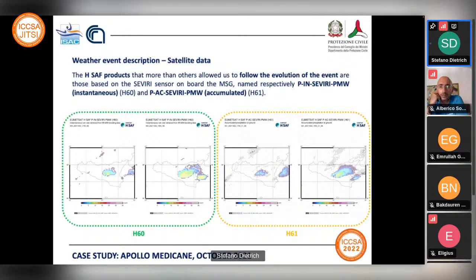Here we can see the H SAF products that, more than others, allowed us to follow the evolution of the event. They are named respectively H60 for the instantaneous and H61 for the cumulated. 2 days are shown as an example.